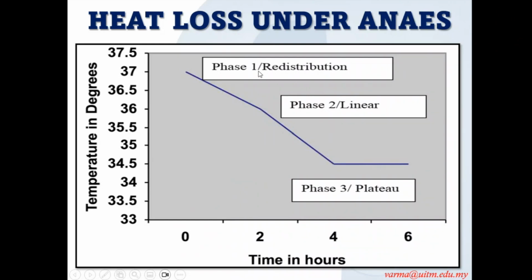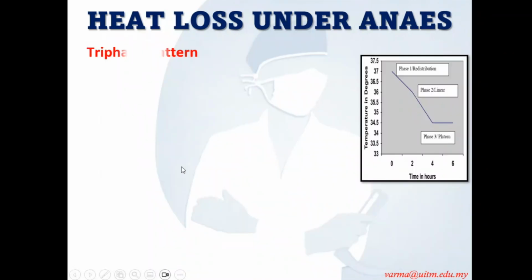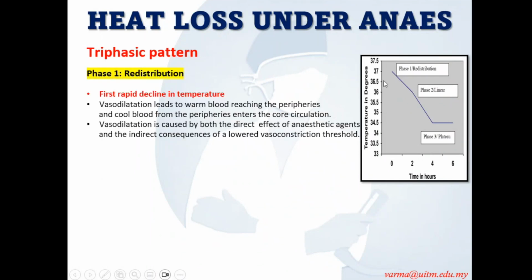We're going to look at what happens in phase 1, phase 2 and phase 3. You should be able to draw this graph: the first rapid decline, then a linear decline, then a plateau. So it is a triphasic pattern. Phase 1 is because of redistribution, the first rapid decline in temperature. Vasodilatation leads to warm blood reaching the peripheries. Our core blood is warm.